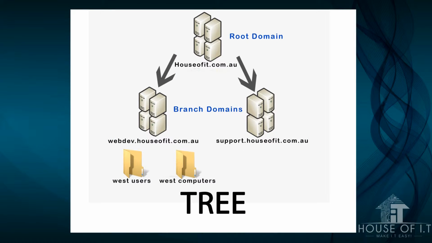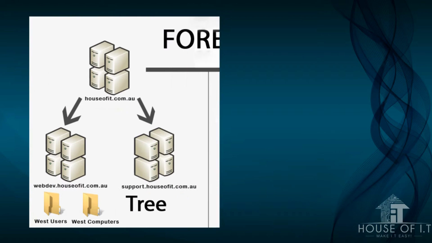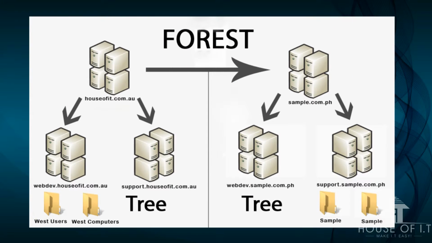Next is the tree. A tree is a group of domains that have the same DNS name, for example houseofit.com.au, which is the parent domain, then webdev.houseofit.com.au, and support.houseofit.com.au, which are the child domains. The third one is the forest, which actually speaks for itself. It is a group of Active Directory trees.